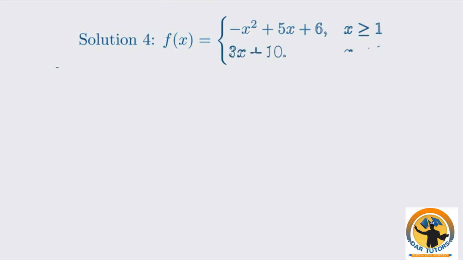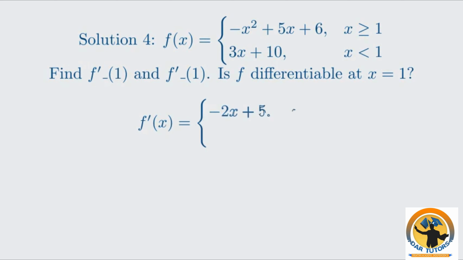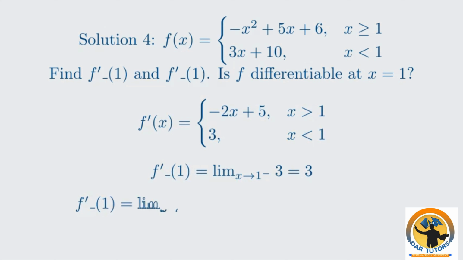Here is the solution to question 4. We need to find the one-sided derivatives at x equals 1 and determine if the function is differentiable. First, let's find the general derivative for each piece. The derivative of negative x squared plus 5x plus 6 is negative 2x plus 5. The derivative of 3x plus 10 is 3. The left-hand derivative at 1 is the limit of 3, which is 3. The right-hand derivative at 1 is the limit of negative 2x plus 5, which is 3.